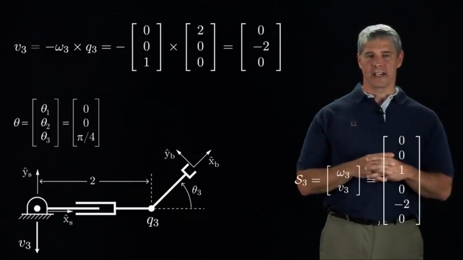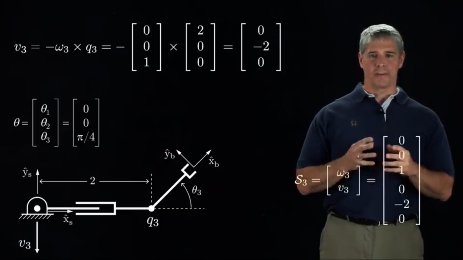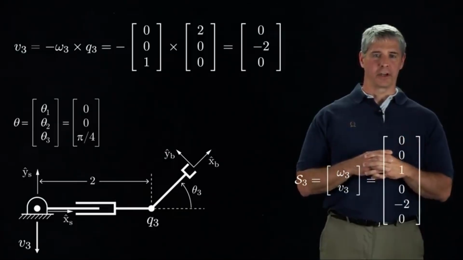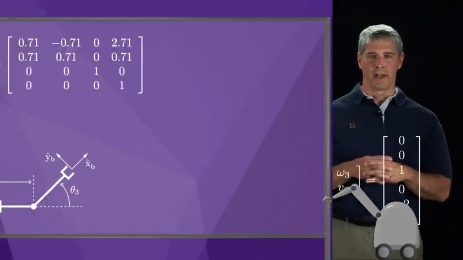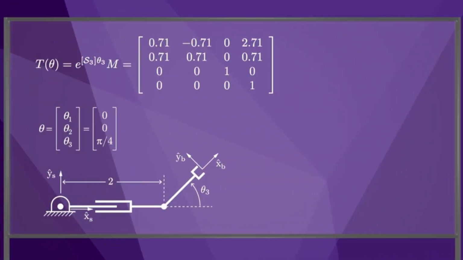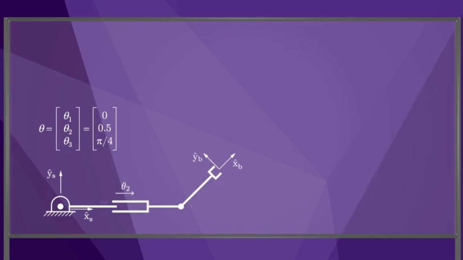Now that we have the screw axis S3, we can calculate the B frame configuration T of theta. We simply apply the space frame transformation corresponding to motion along the S3 screw axis by an angle pi over 4. This transformation is e to the bracket S3 times pi over 4 using the matrix exponential from the Chapter 3 videos. Since it is a space frame transformation, it pre-multiplies M. Now suppose we change joint 2, extending it by 0.5 units of distance. The theta vector is now 0, 0.5, pi over 4.